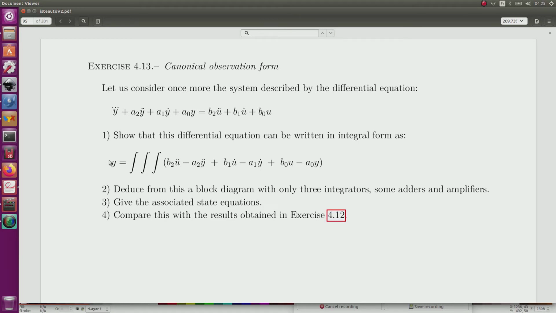Canonical observation form. So we have a system described by a differential equation with an input u and an output y, and it is a third order system. And I will have to derive a state equation in this exercise. And the first question is to show an integral formulation for this differential equation.